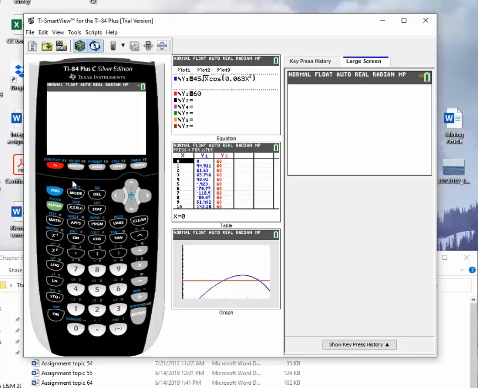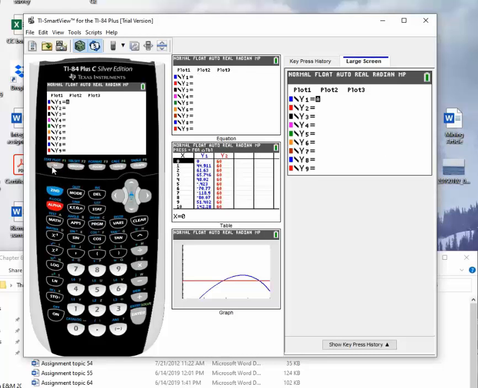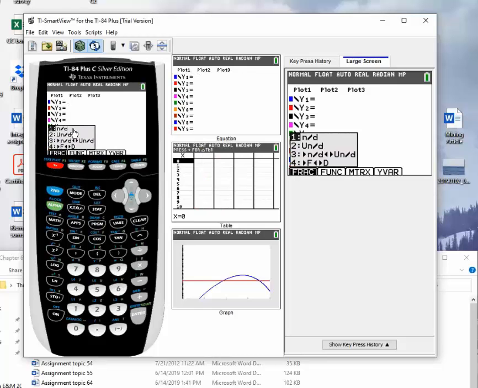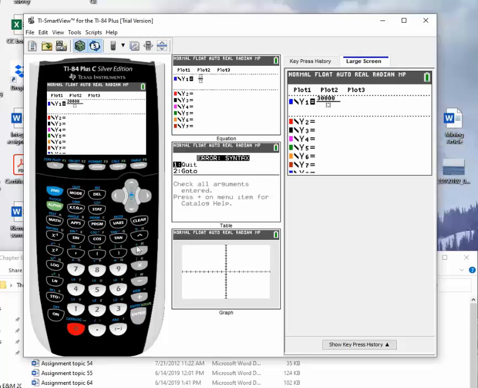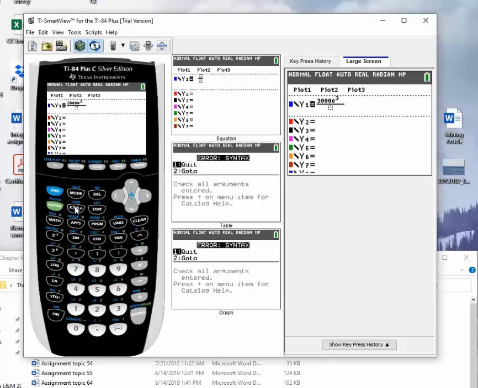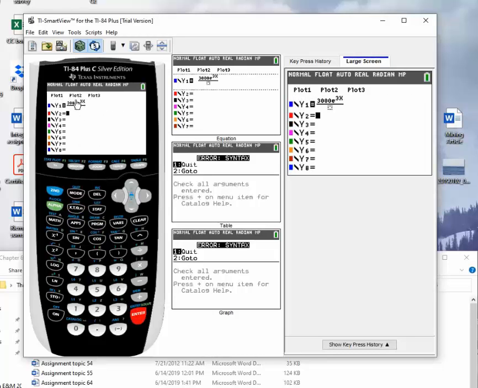All right, so in Y1, I'm going to pull up my fraction bar and put in 3,000, whoops, e to the 3x power. Oops, didn't want that.